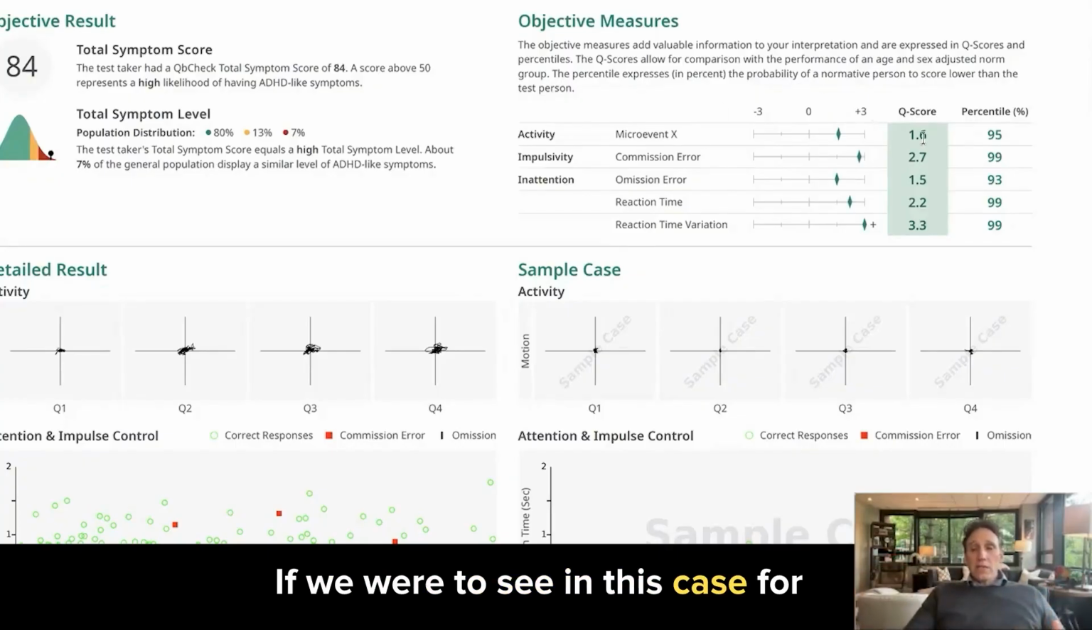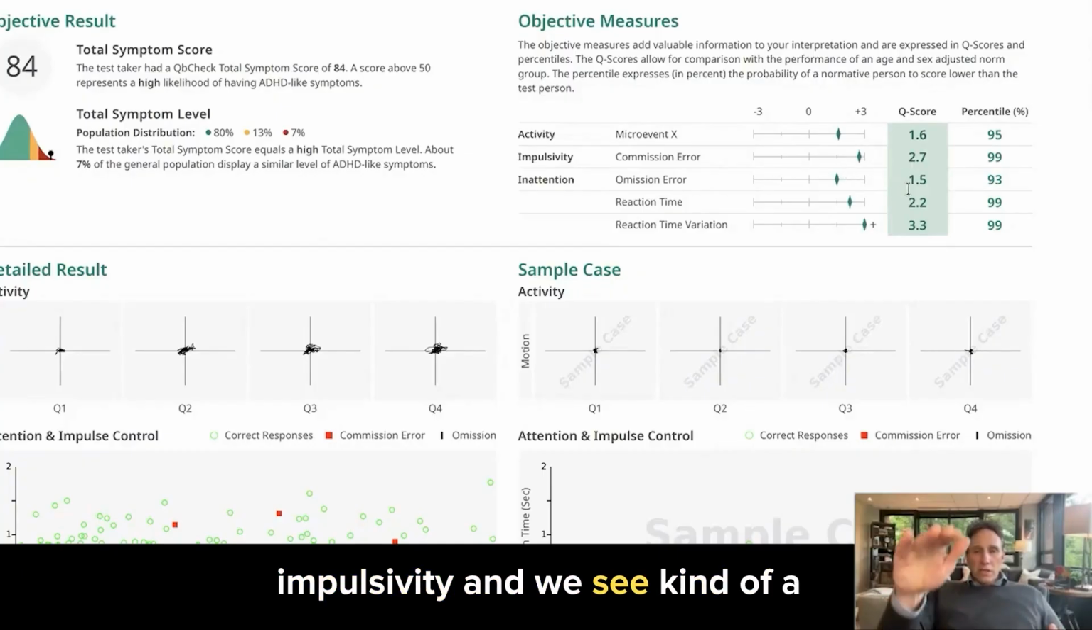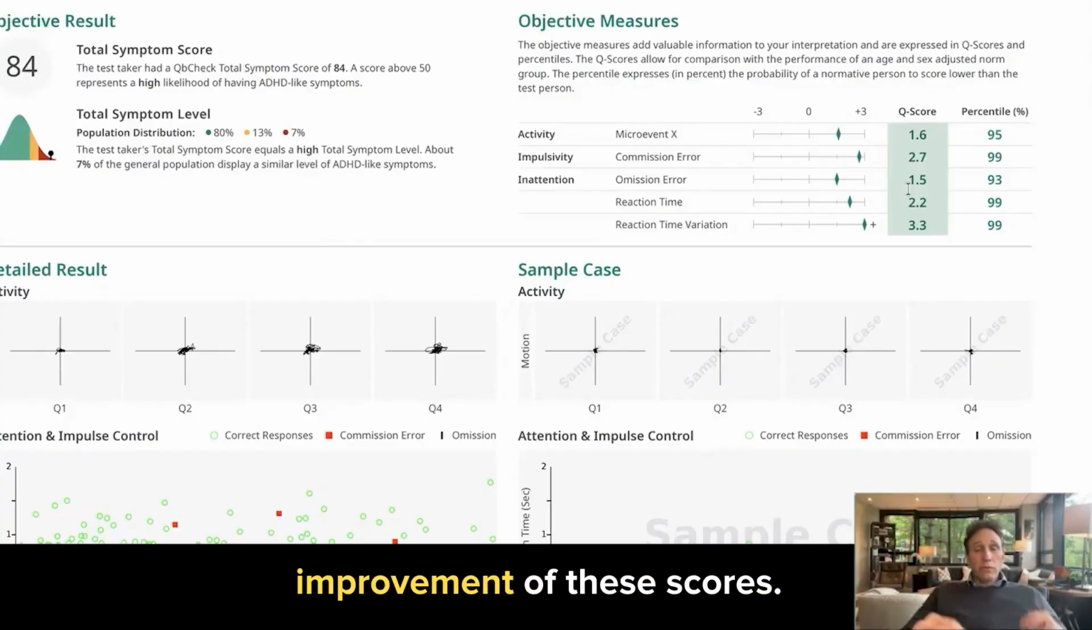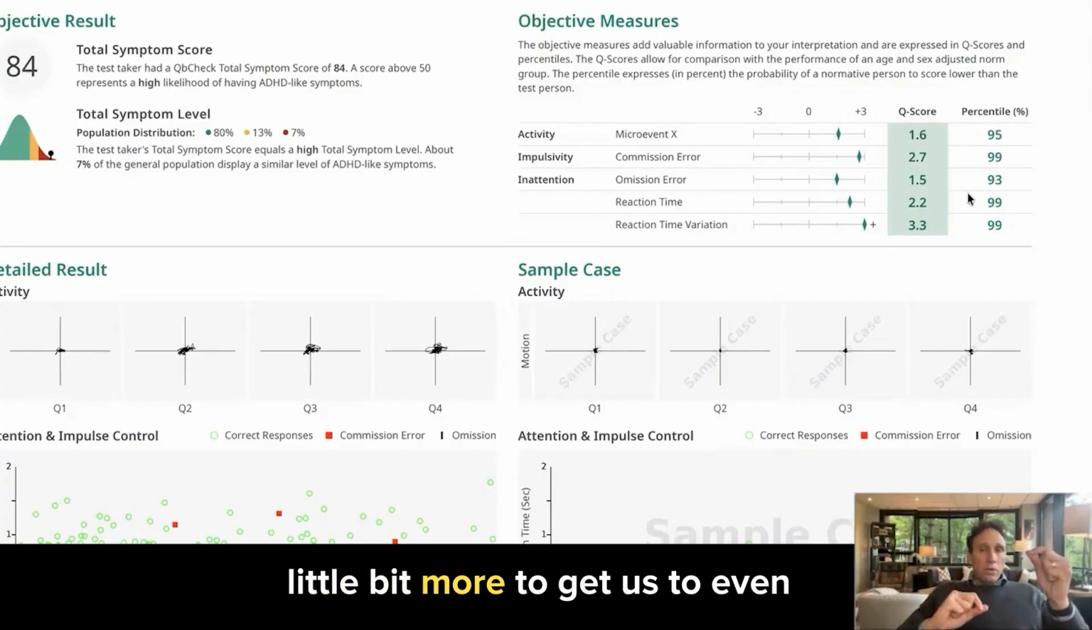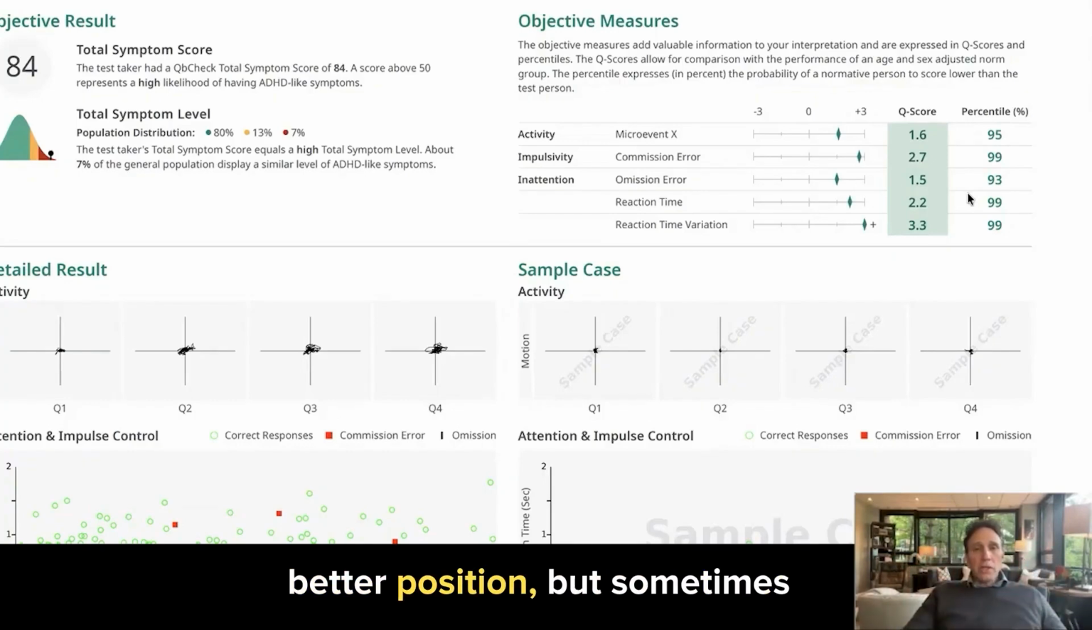If we were to see, in this case, for example, a drop to, let's say, 1 standard deviation or 0.9 standard deviations in the movement, perhaps we get all the way down to 1.5 standard deviations for impulsivity, and we see kind of a general trend towards improvement of these scores, that's really good. We can dial it in, maybe do a little bit more to get us to an even better position. But sometimes we're also content that the functional difference in life is so significant that just getting down to 1 standard deviation scores is a life-changing proposition for them.